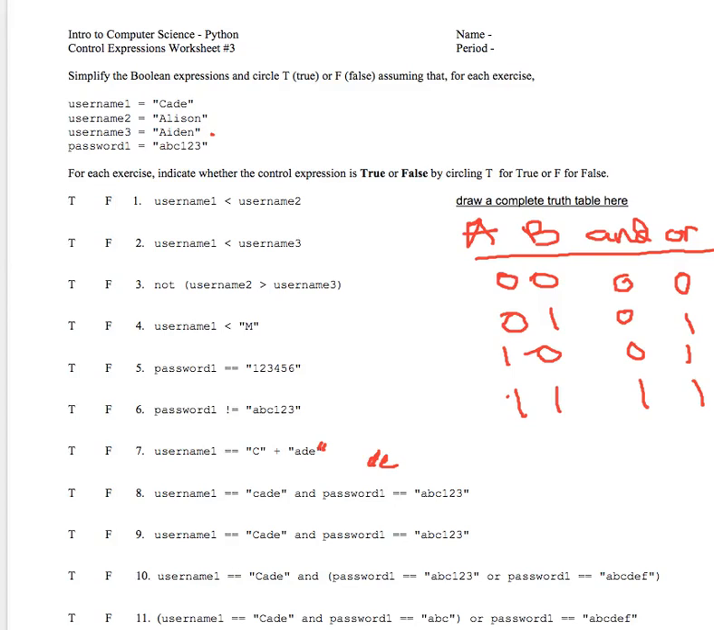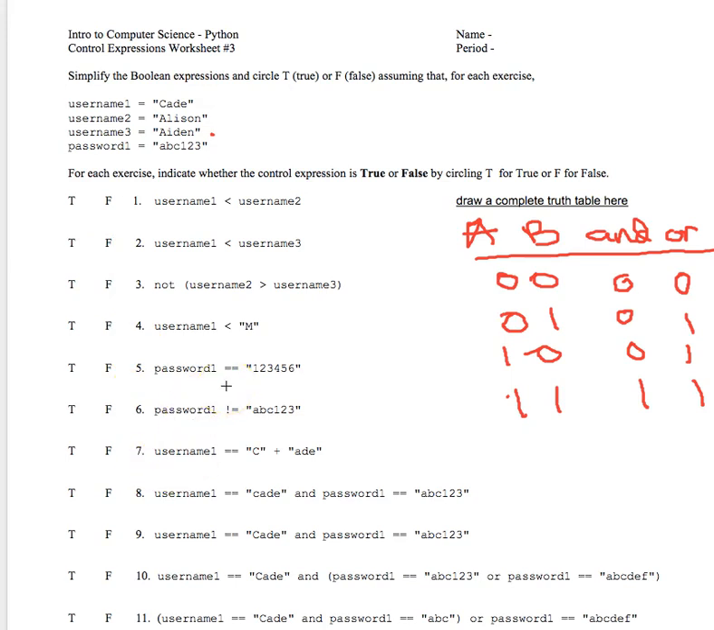Hi, this is Mr. Minnick helping my students with Control Expressions worksheet number 3. On this worksheet, you're to assume that the 4 variables given up above, username 1, username 2, and so on, are equal to the given values throughout the whole worksheet.